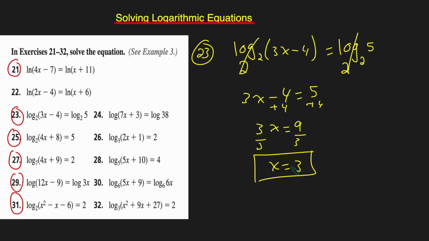Let's make sure that this makes sense. If I substitute 3 for x, that's going to give me 9 minus 4, which is 5, and anything else is north of that. It's not going to make a difference because this part is constant. So my solution is correct and holds.